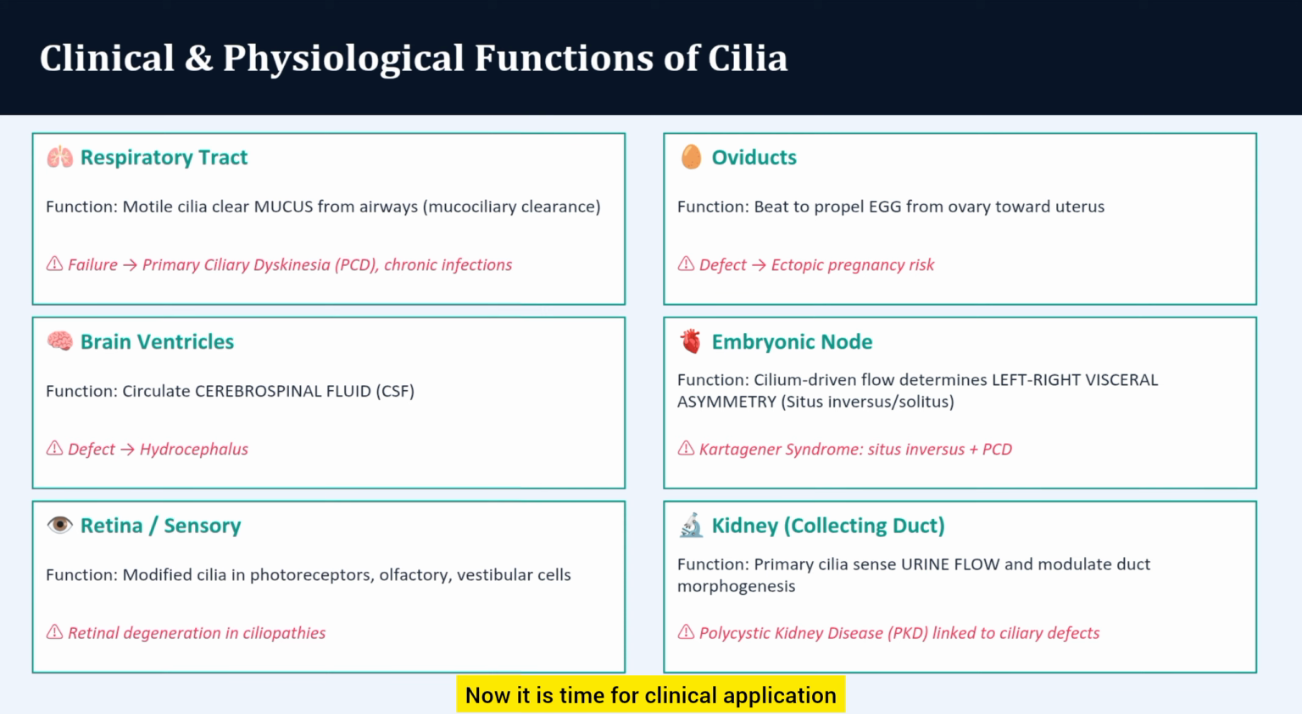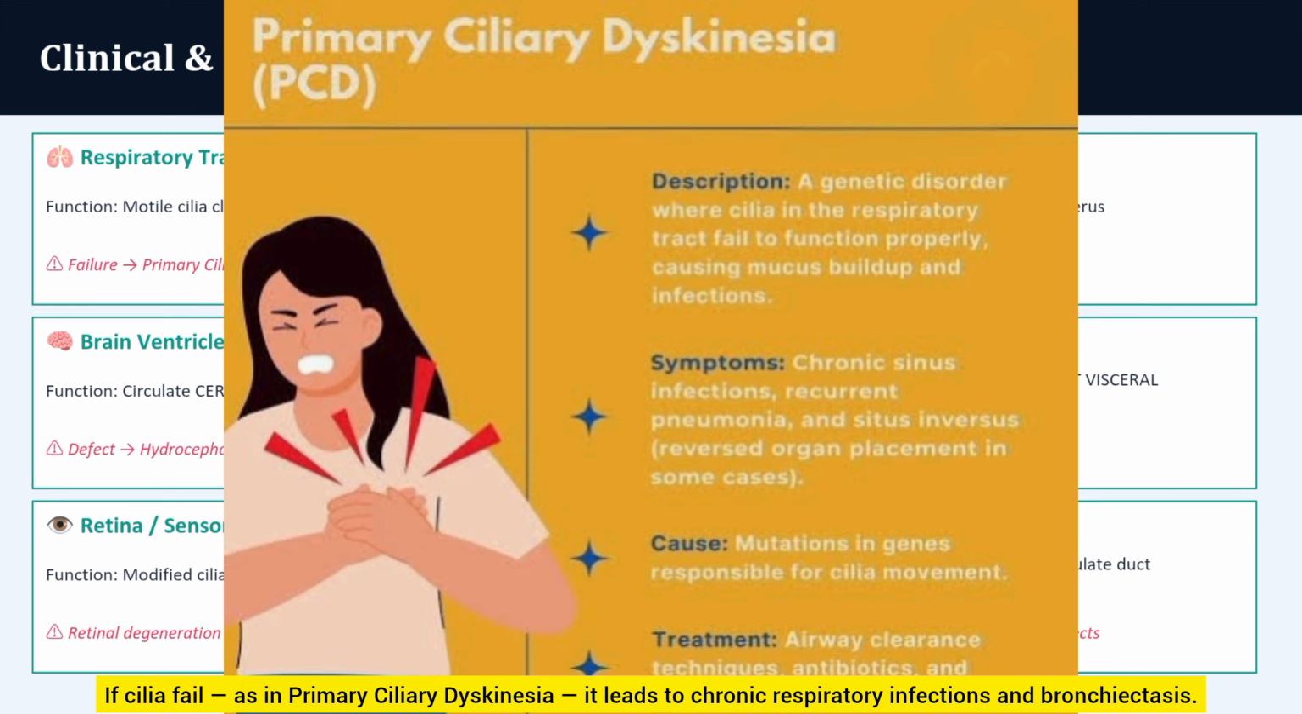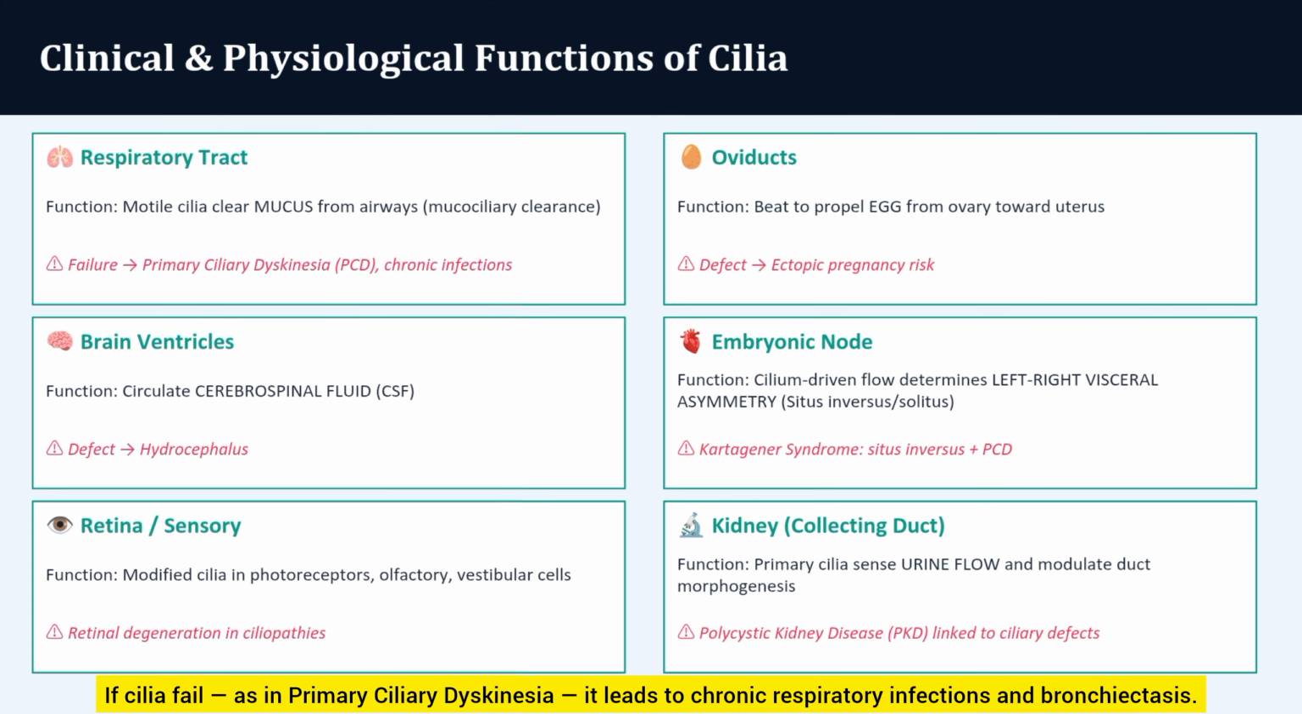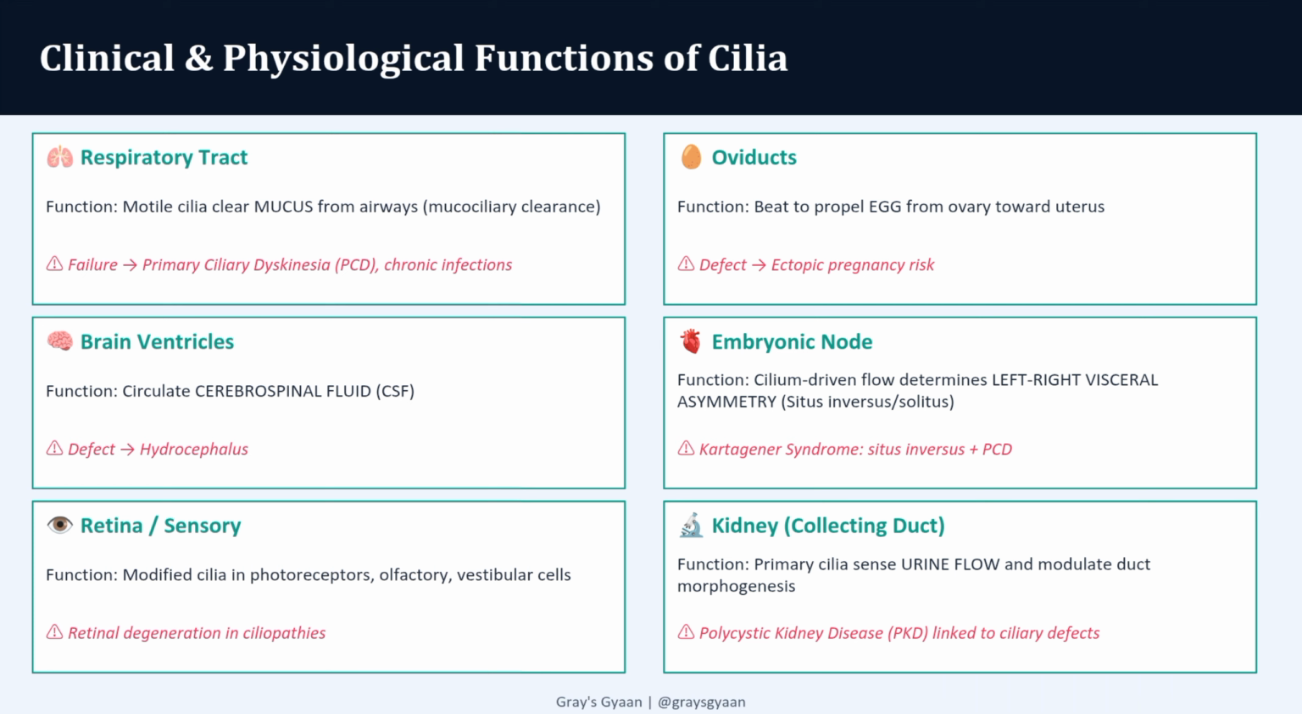Now it is time for clinical application. This section is directly useful in both exams and interviews. Respiratory tract. Motile cilia sweep mucus and trapped particles out of the airways. This is called mucociliary clearance. If cilia fail, as in primary ciliary dyskinesia, it leads to chronic respiratory infections and bronchiectasis.